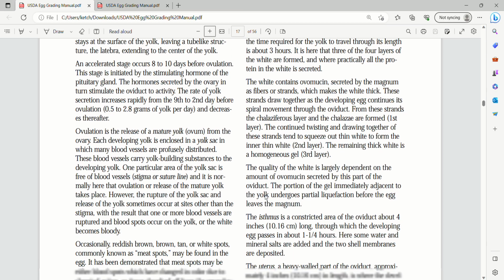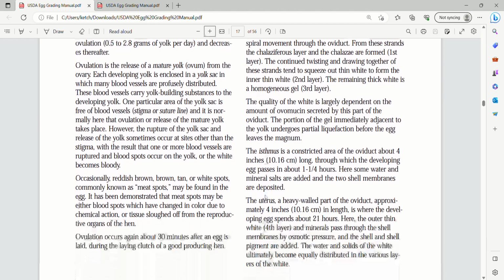leaves the magnum. The isthmus is a constricted area of the oviduct about 4 inches long, through which the developing egg passes in about 1¼ hours. Here some water and mineral salts are added and 2 shell membranes are deposited.